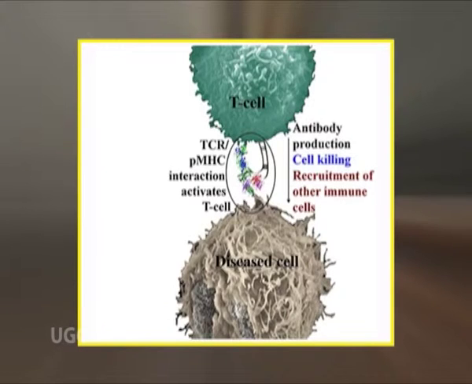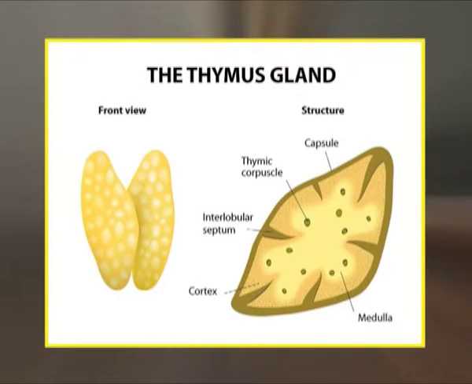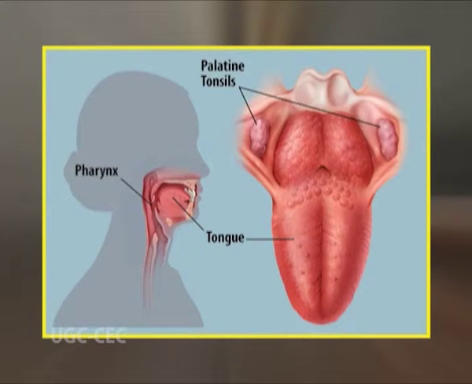A T cell or T lymphocyte is a type of lymphocyte that plays a central role in cell-mediated immunity. T cells can be distinguished from other lymphocytes such as B cells and natural killer cells by the presence of a T cell receptor on the cell surface. They are called T cells because they mature in the thymus from thymocytes, although some also mature in the tonsils.